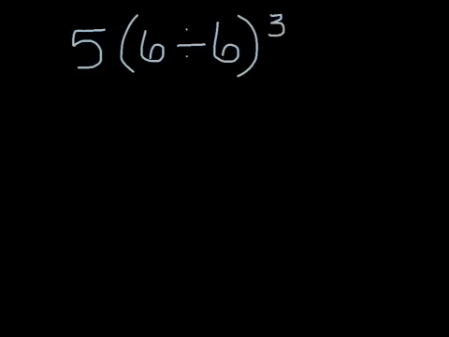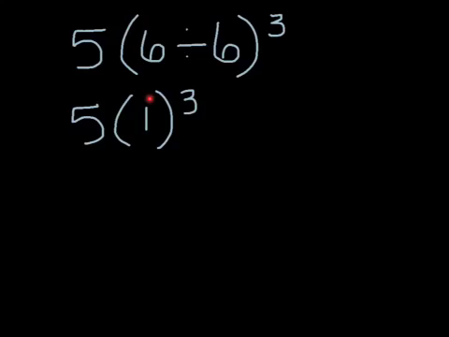Here we go. 5 in parentheses 6 divided by 6 to the third power. Again, first thing I look for is parentheses. So I'm going to solve this. Now I'm going to look for, well, actually before I say that, what's going on right here? How do I know what to do with this 5 and 1? When you see a number like that, you know that is 5 times 1.